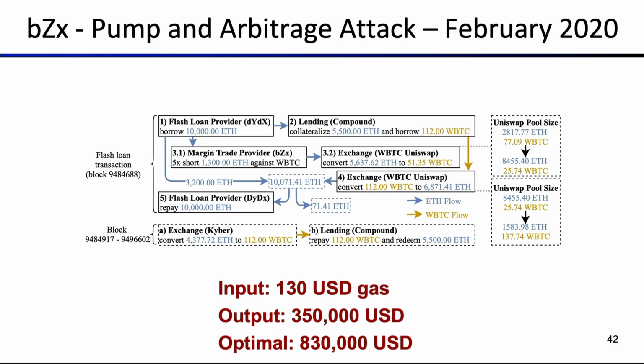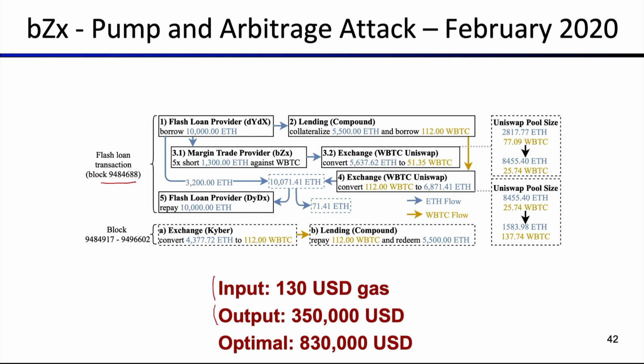A particular flash loan attack is the pump and arbitrage attack in February 2020. This is a particular attack where there was a flash loan transaction in a given block. The input to this attack was only $130 US worth of gas. So this was basically the capital that the adversary had to collect and use to carry out this attack. And the output of this attack was about $350,000, quite a sizable amount.